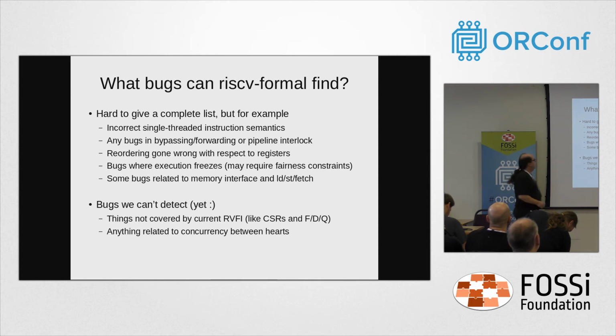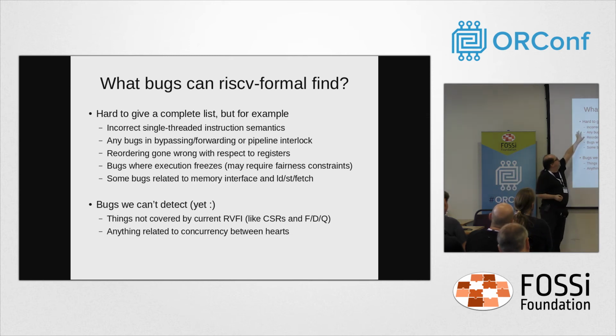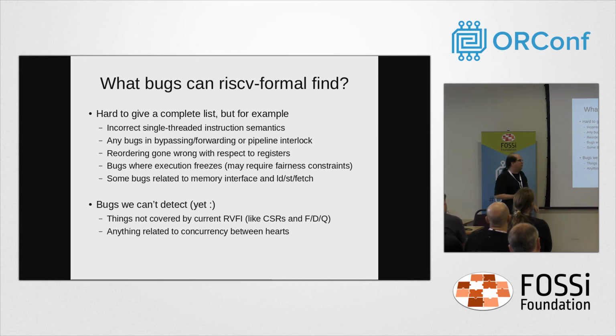So what kinds of bugs can I find with this? It's hard to give a complete list of all the possible bugs that we can find. But the first one is probably the easiest one. If you have implemented the semantics of an instruction incorrectly, then we will find it. Then bypassing and forwarding bugs you can find, because that would essentially say you've written one value, but you've read a different value from the same register. When the reordering is going wrong with respect to registers, we can find it. Reordering with respect to memory is not checked at the moment. We can see in some cases when it freezes, this is this liveness check.